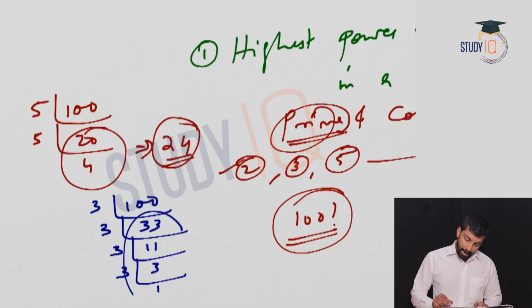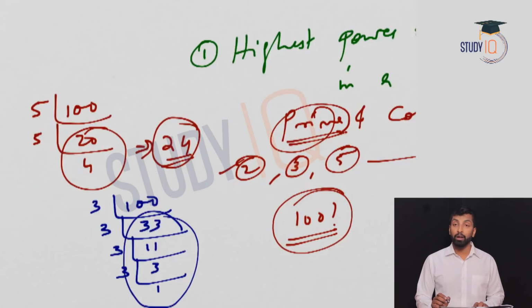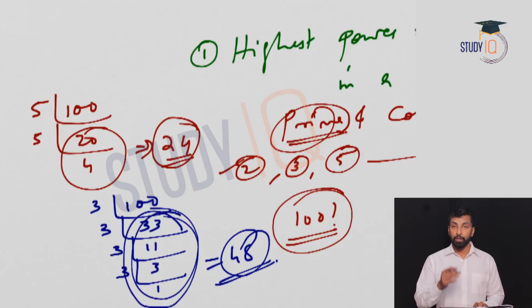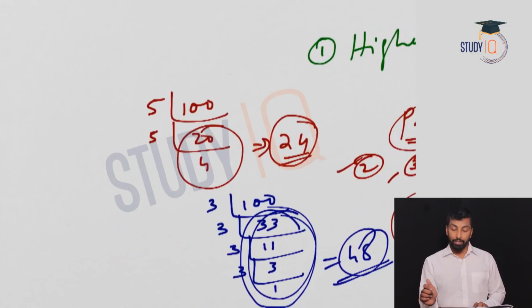Now what you need to do? Add all those, right? 44, 47, 48. You add everything. So this is what you need to do. You divide continuously till you get a number less than the divisor, that is 3 here, right? So that's what you need to do. I hope you understood, and this is the same method with any prime number.